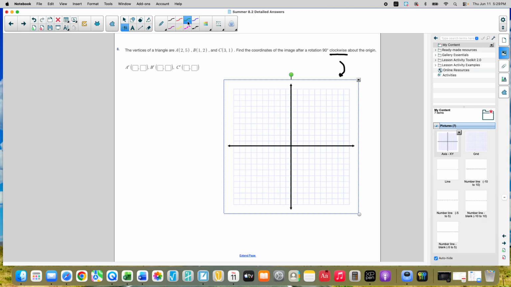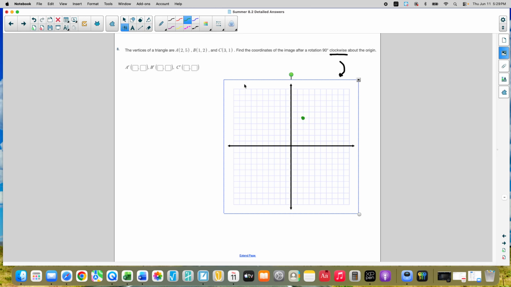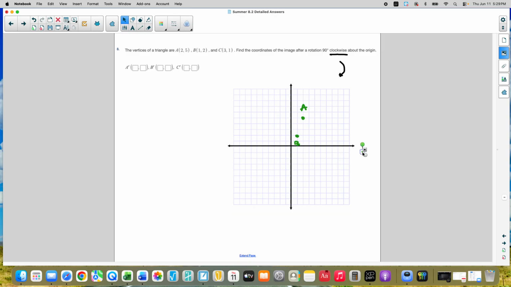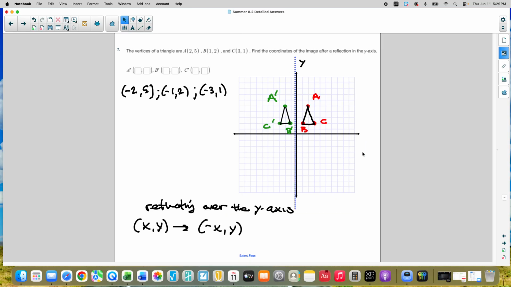We have our points. We have (-2, 5), (-1, 2). So this is A, this is B, and C was (-3, 1). Did I do it wrong? Are those the same or did I do it wrong? Hold on. No, I don't want that. I don't remember it being. Let's see if I drew it incorrectly.